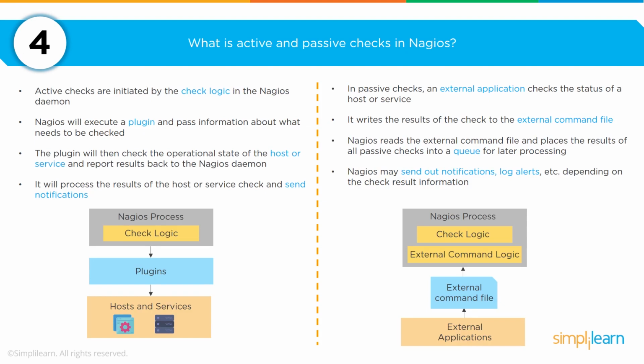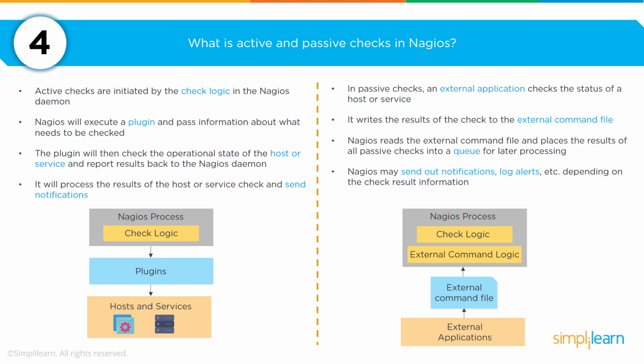And to continue with this, for what is an active and passive check, active checks are initiated by the check logic within the Nagios daemon. Nagios will execute a plugin and pass information about what needs to be checked. The plugin will then check the operational state of the host or service and then process the results of the host or service check and send out notifications.